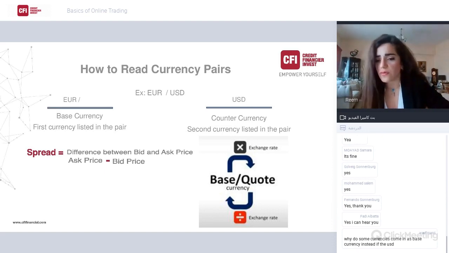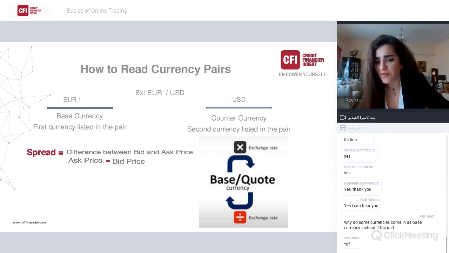If the USD, Wael, I thought I understood, but if you can just explain a bit. Why do some currencies come first?